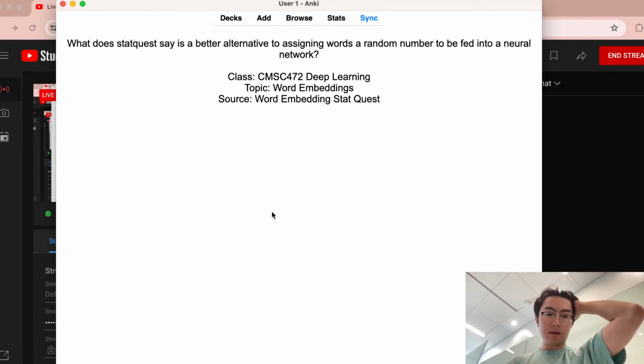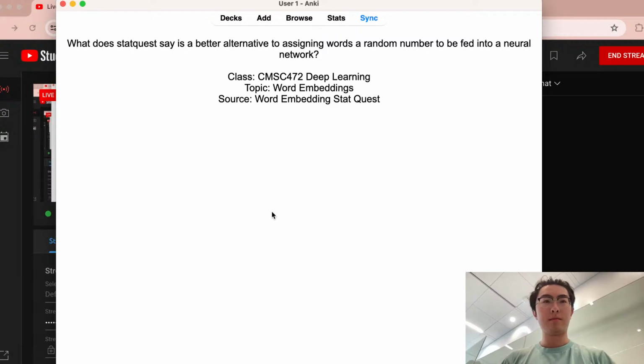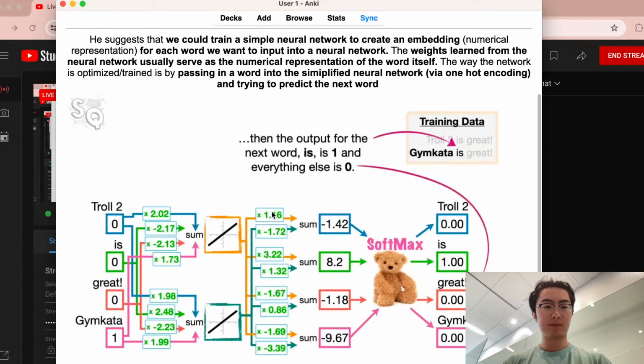Okay. Better alternatives. Just creating a neural network to embed the words for you. And the goal of that neural network is to make predictions about the next word that appears based on the input word. And then the label is going to be a sentence that includes all of the words.